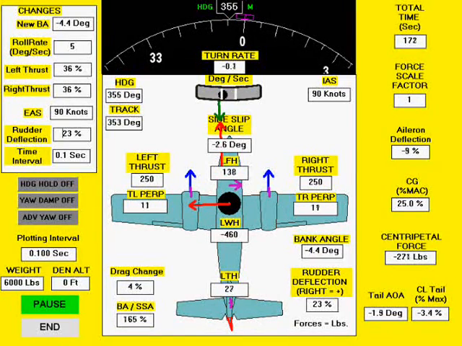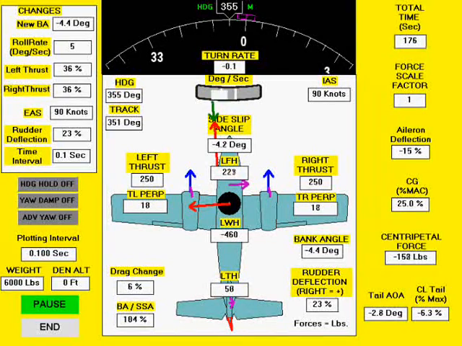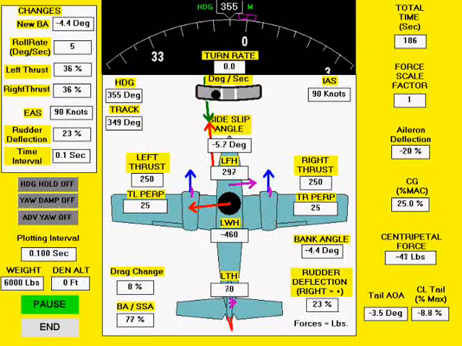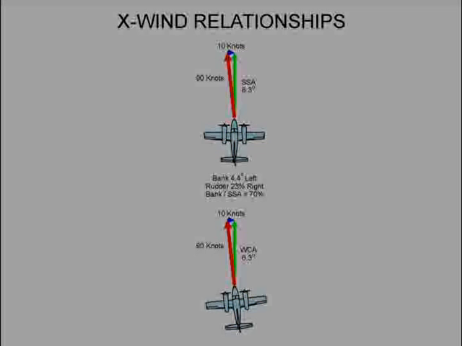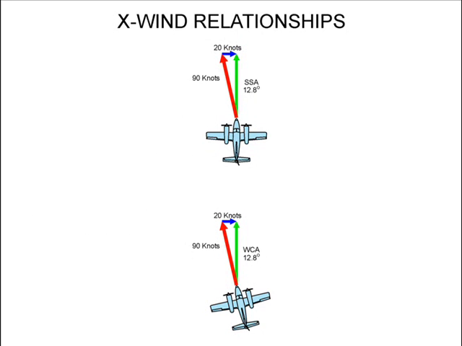Selecting a 4.4 degree bank angle and 23% rudder deflection, we see the side slip angle stabilizes at 6.3 degrees. Notice that the bank angle is 70% of the side slip angle. Also notice that the slip bank angle is also 70% of the crab wind correction angle. Now let's look at a 20-knot crosswind. In this case, the wind correction angle is 12.8 degrees.